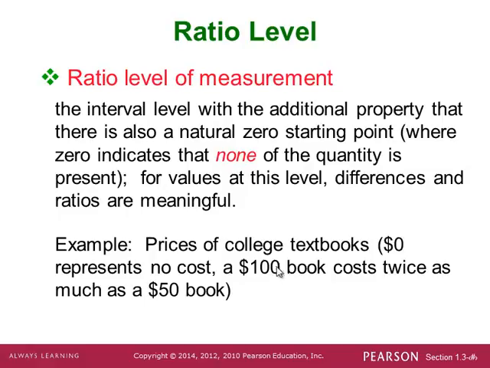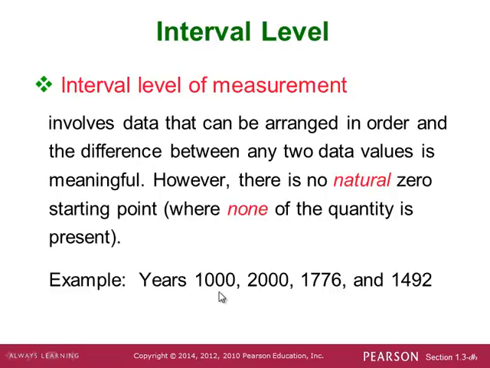And also there's a natural zero. So the ratio level has a natural zero versus the interval level, where there's really no natural zero here, unless you want to talk about the year zero. But that's just more of a reference point. That doesn't really mean anything. We don't really know what the beginning of time is.